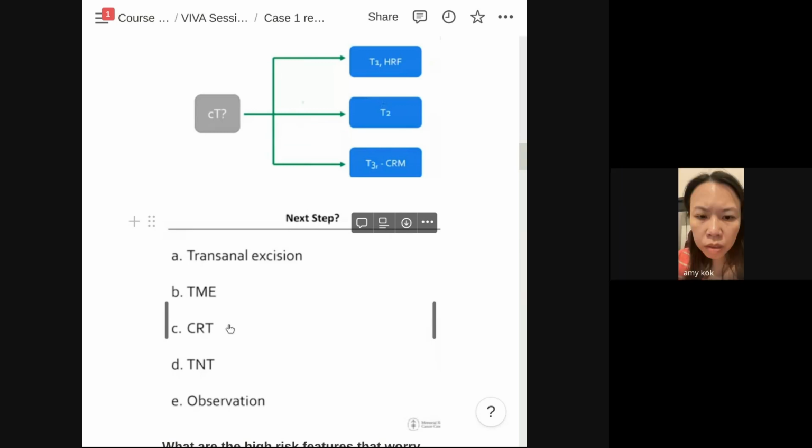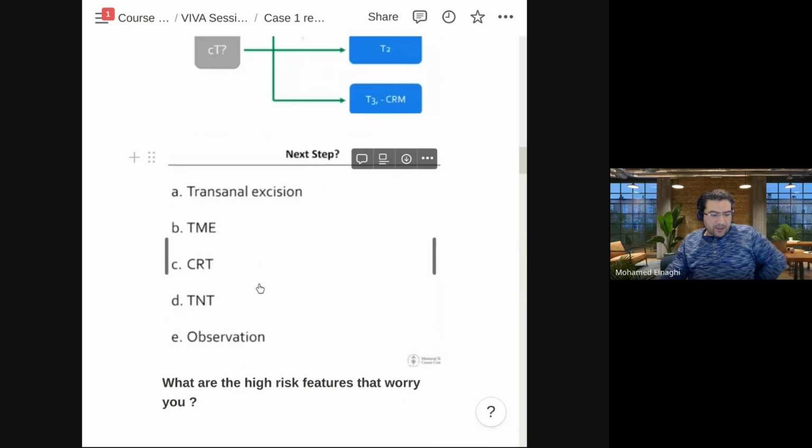Okay. Sure. Okay, fine. So one important thing as well that you need to discuss with the patient if you are going to do surgery, because you don't know if the tumor has been completely excised, and you don't know if there is still residual tumor there.